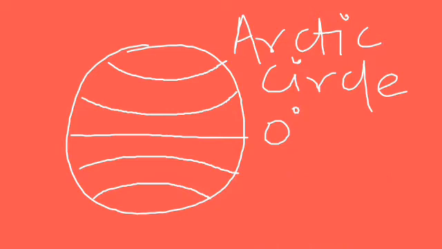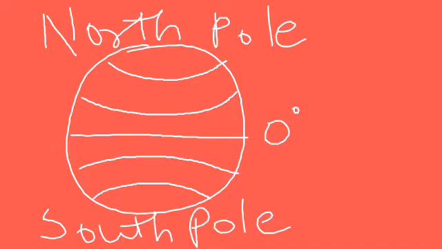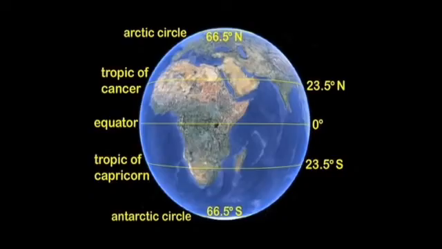And then at 90 degrees you see there are two points in both directions, north and south. The north point is called the North Pole and the southern point is called the South Pole. Both of them are at 90 degrees from the equator. So this is all about important parallels. This is the photo which shows all of these parallels that we have just discussed on the Earth.